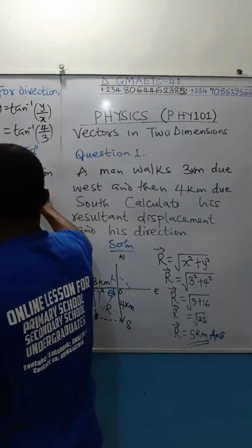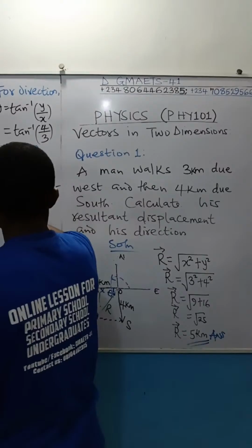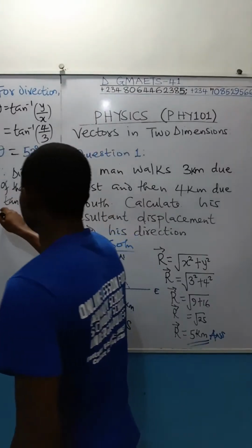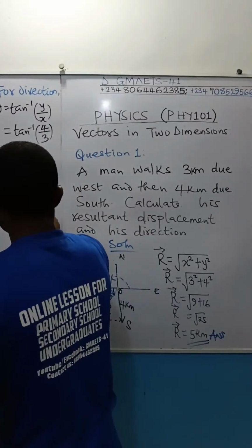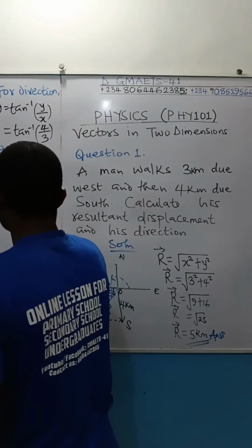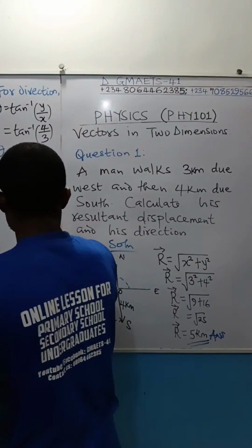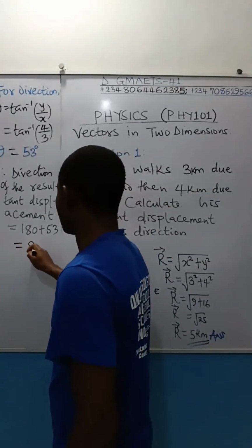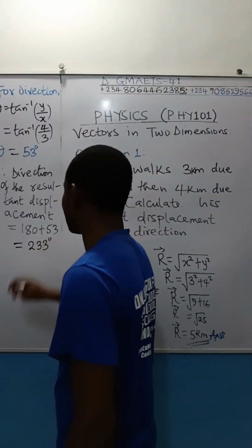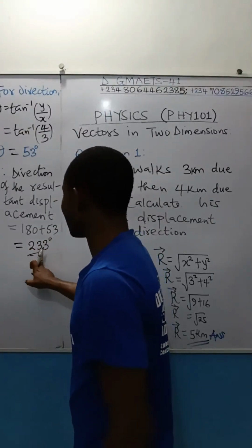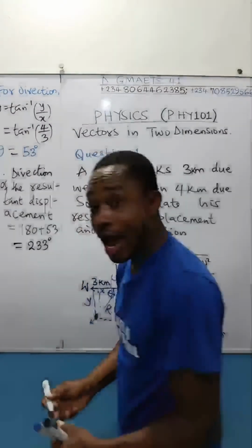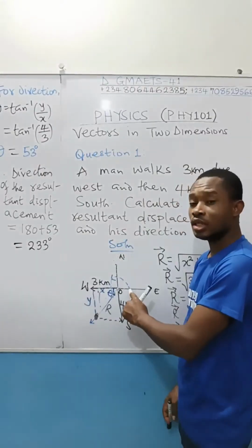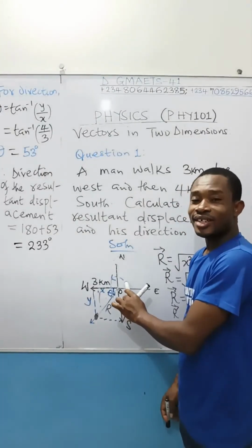So I can say, therefore, the direction of the resultant displacement is equal to 180 plus 53. If I solve 180 plus 53, this is going to give us 233 degrees.